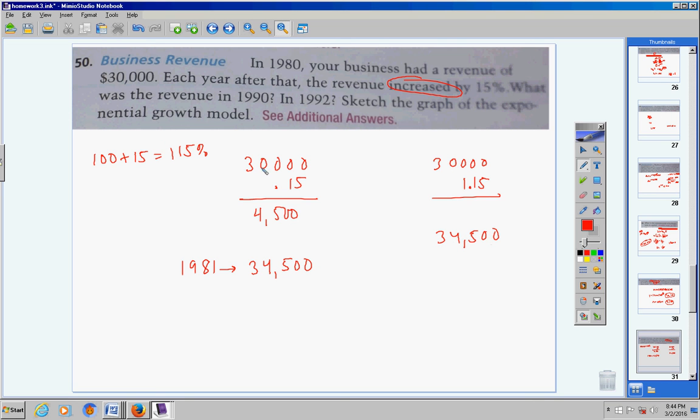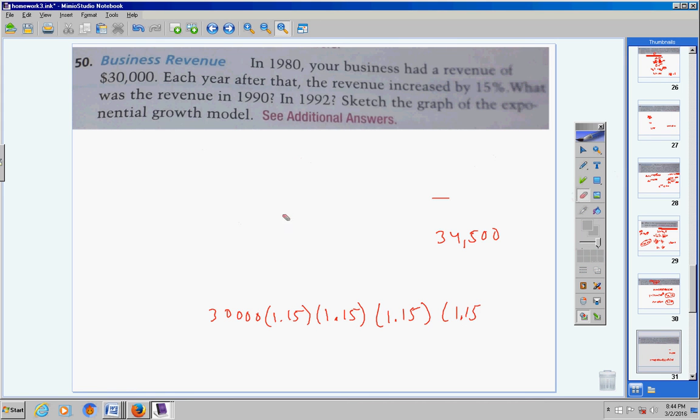Basically, do you see what I'm doing? I'm taking 30,000, and every year I'm multiplying it by 1.15. Next year, 1.15. Next year, 1.15. Next year, 1.15. Over and over and over for every year that the business exists. So my model's going to look like this. 30,000 times 1.15 to the what power? I don't know, so I'll put an X there. And of course, all of that equals my Y.